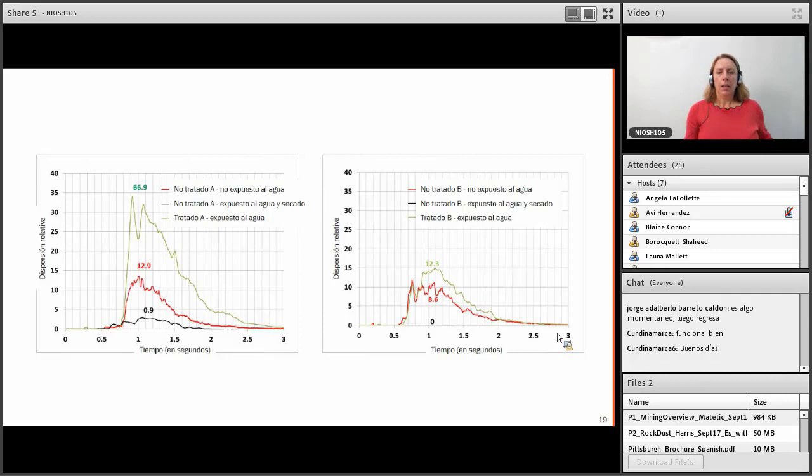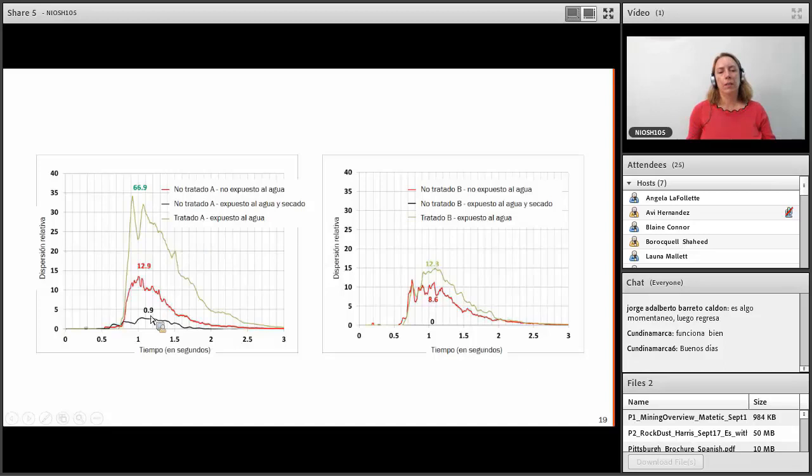On this slide, we have a couple examples of some of the dispersion tests. On the left, you have a treated rock dust A. The non-treated, with no exposure to water, is in red. And this is the dispersion that we compare against.